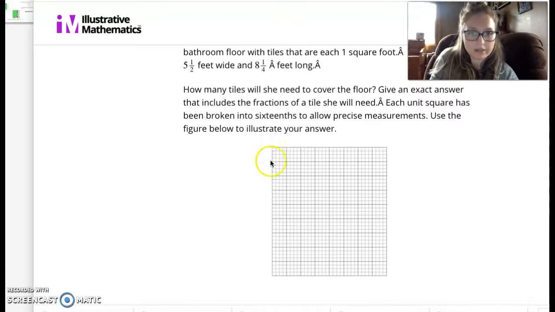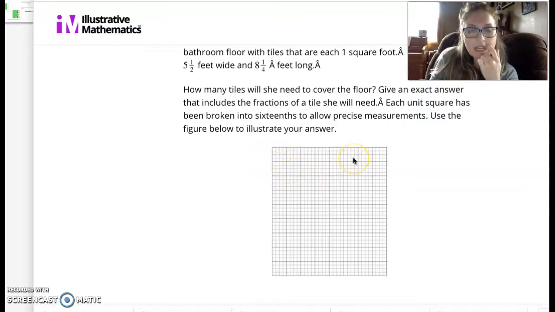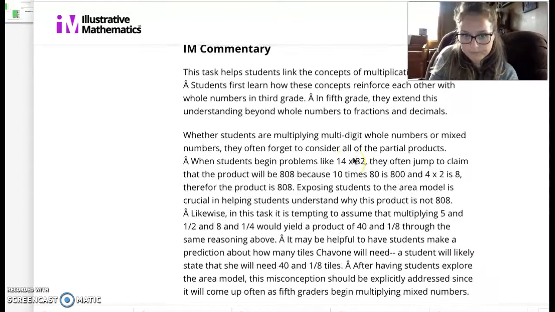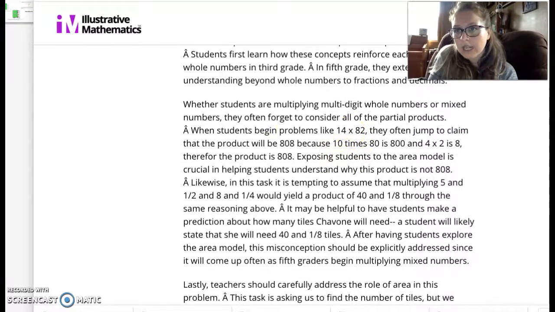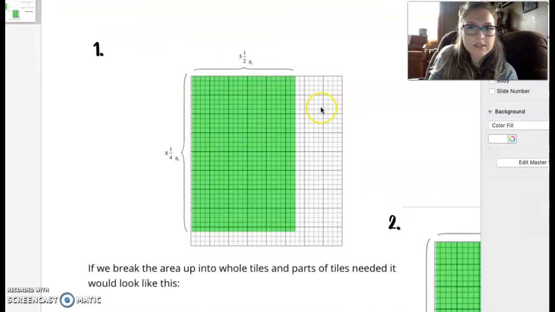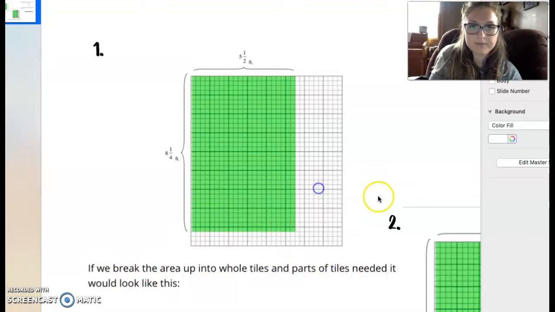So this is a square tile. Each of these is a square tile that's been broken into sixteenths. Use the figure below to illustrate your answer. So I am going to show you, this is what it would look like, right? So we have 5.5 feet by 8.25 feet. So if we break the area up into whole tiles and parts of tiles needed, it would look like this.